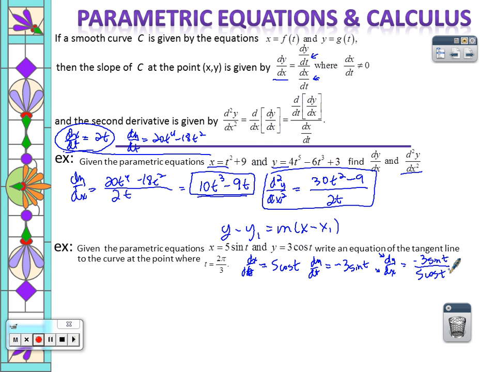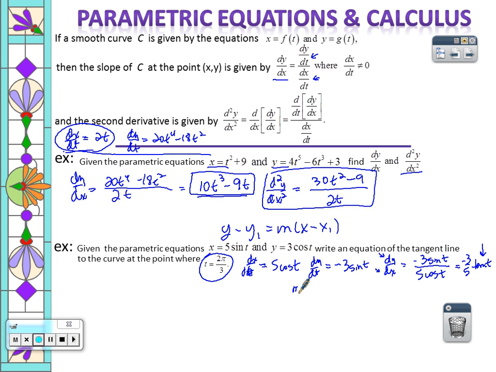It's not our final answer, but I'm sure many of us can see that this can be written as negative 3/5 sine over cosine, which is tangent t. Okay, we're just going to use it for calculations. So to find the slope, we're going to take the t value that they give us, put it in here, and calculate our slope, our m. That's where we get our m from. So let's work on that.